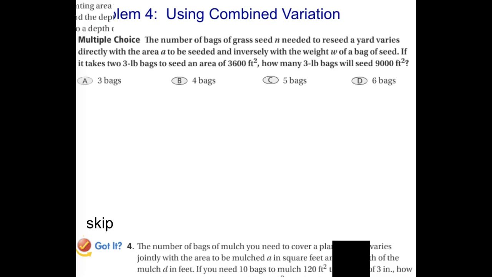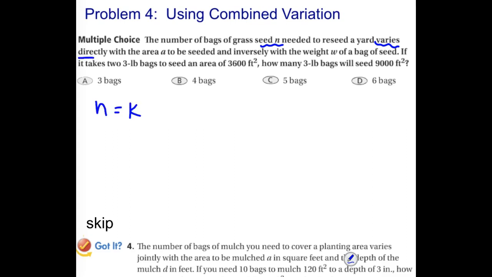The number of bags N varies, so we're going to start out N equals, right, and some constant of variation. N equals some constant. It varies directly with the area. So am I going to put area in the numerator or denominator? Numerator. And inversely with the weight. Where does the W go? In the denominator. Okay, so we've set up our basic formula.